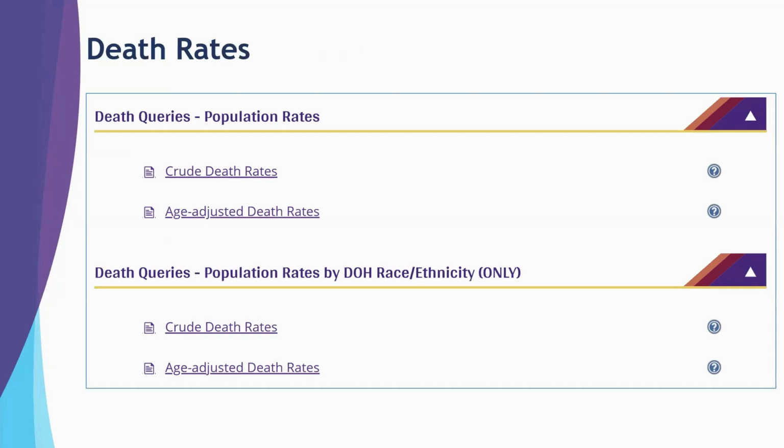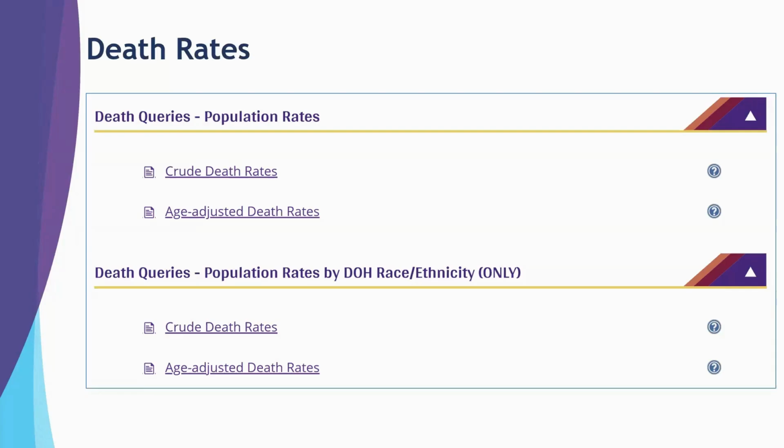We do provide two different sets of rates. So we have general population rates, and then we have population by DOH race ethnicity. Each of these has two options. The first is the crude death rate. So this is the number of deaths per 100,000 population. This is just your basic rate. If you're interested in seeing anything age specific, for example, if you were only interested in deaths among people 65 years and older, you would use the crude rate.